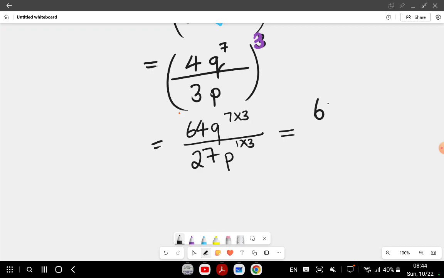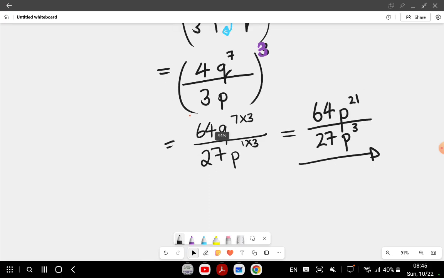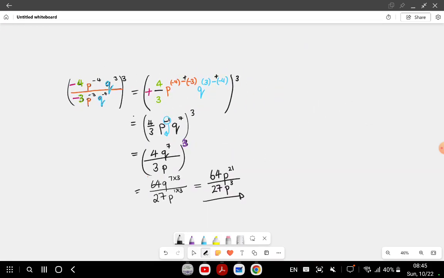Last thing I do is I simplify my exponents. So this becomes 64 p^21 over 27 p^3. And that's my final answer. So we went from that complicated fraction to something really, really simple.